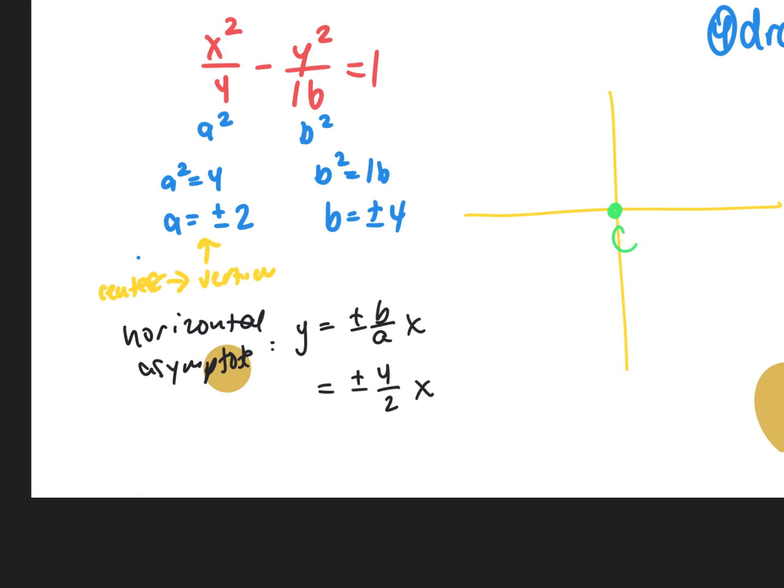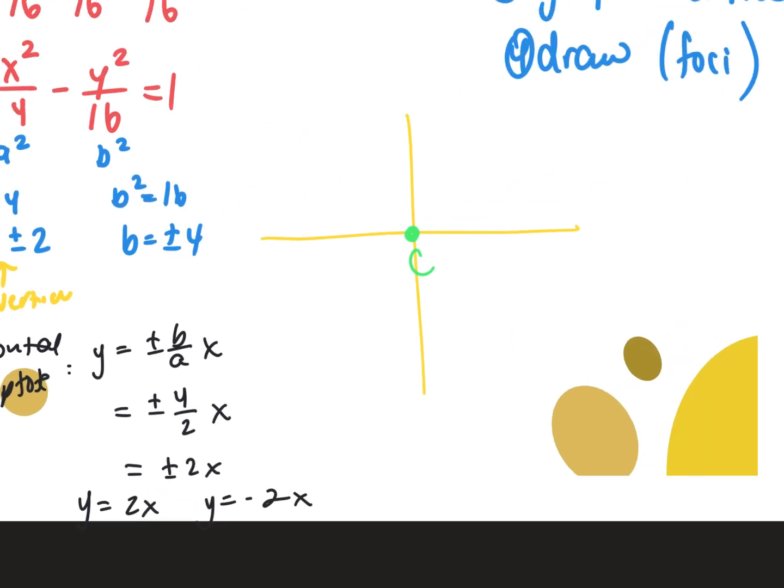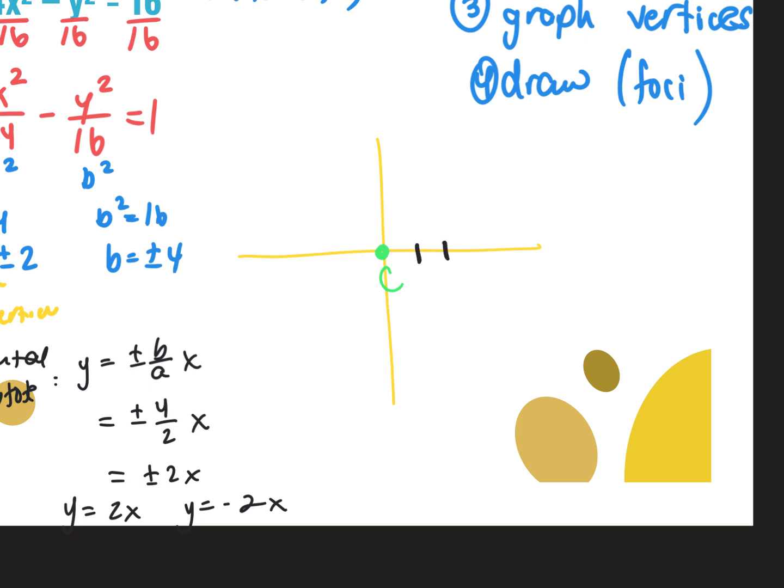Where does this asymptote cross the y? Where is the center, guys? 0. It's going right through the center. If you're centered at 0, 0, you're not moving up or down the y-axis. So if I was going to simplify this, what's 4 divided by 2? So this is plus minus 2x. So I have two asymptotes. One is at y equals 2x, and one is at y equals what? Negative 2x. Does everybody in here know how to graph that line?